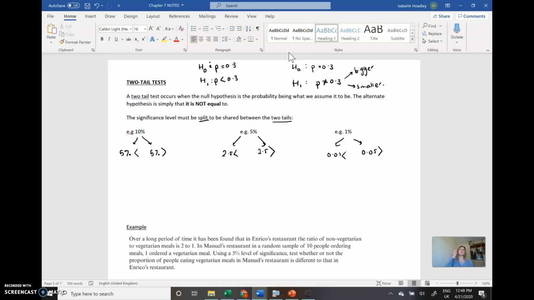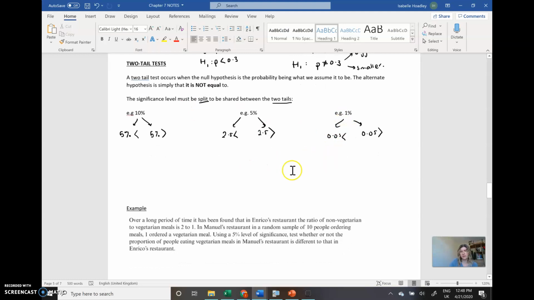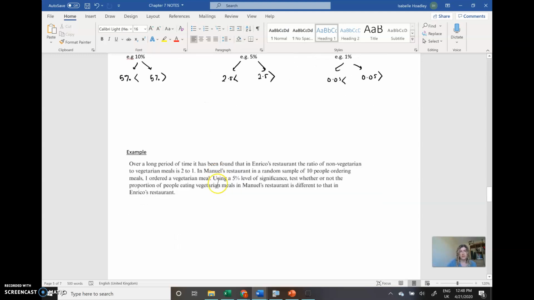Okay, so that's mostly where it comes in. So that's the main difference. Other than just writing the null hypothesis, the alternate hypothesis is not equal to whatever the null hypothesis is. We then have to go through and decrease that significance level to reflect the fact that the probability could be either bigger or smaller. Okay, so we're going to look at this example here.